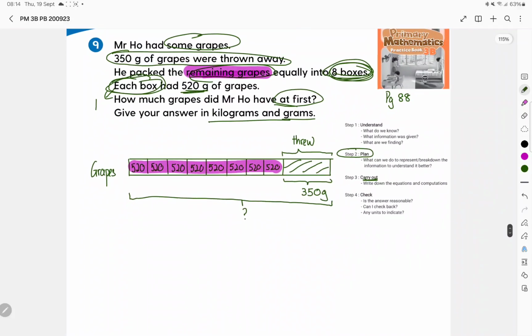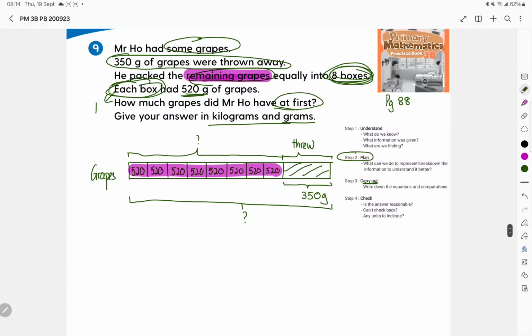The first part is, we need to find out how much grapes there are here. There are 8 boxes and every box has 520. So we have a few options. We can start adding them one by one, which I strongly discourage, because this is a very long and tedious step. You have to add 520 8 times. I don't think you want to do this.